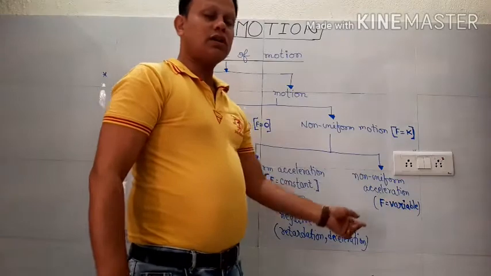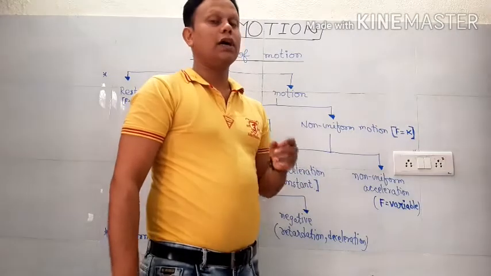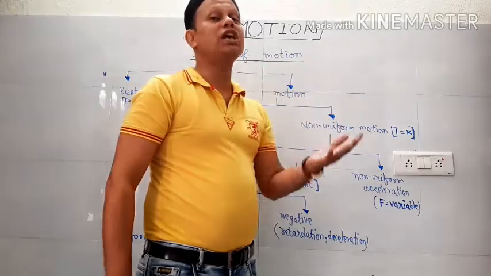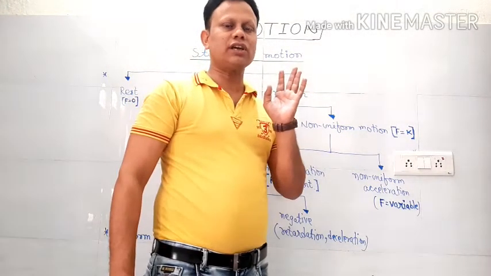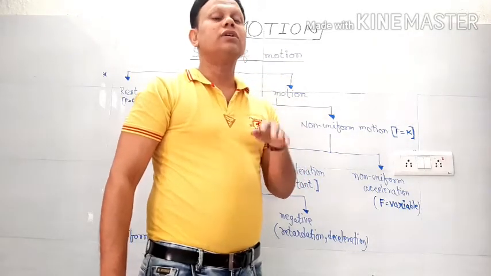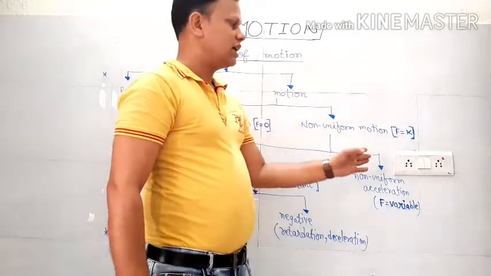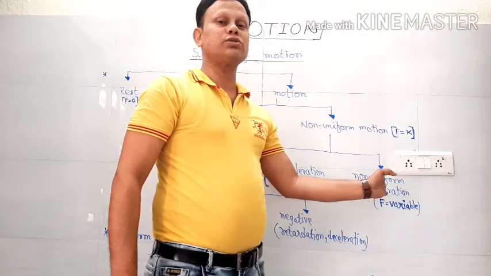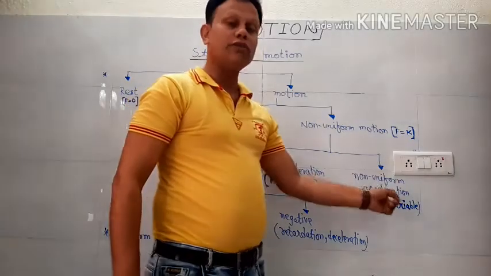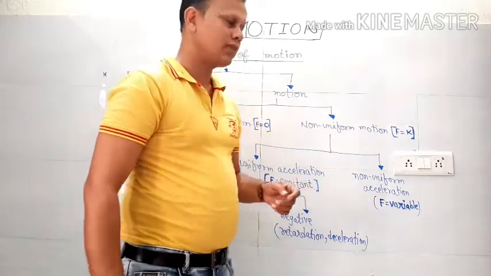Then for non-uniform acceleration, I have written force is variable. That means an amount of force is needed, but the magnitude of the force should keep on changing. Like on the road, you can see sometimes you accelerate your bike, sometimes you slow it down. That means the amount of force changes, and according to the amount of force, the value of acceleration also changes, and that's why the body has different values of acceleration, and that we call non-uniform acceleration. We'll come to know about this motion in the next video also.